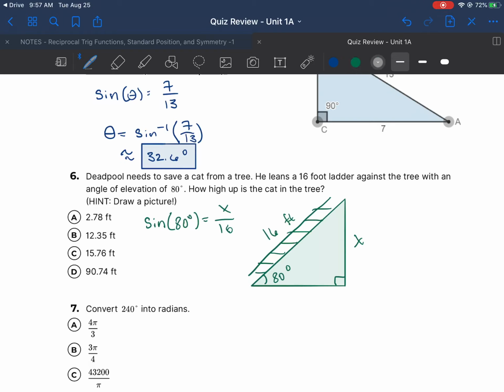Let's multiply both sides by 16. And that's going to tell us that x is equal to 16 sine of 80 degrees. And let's go ahead and calculate that. 16 sine 80 degrees in the calculator. And that's going to be about 15.8, or 15.76 feet, which is answer choice C.